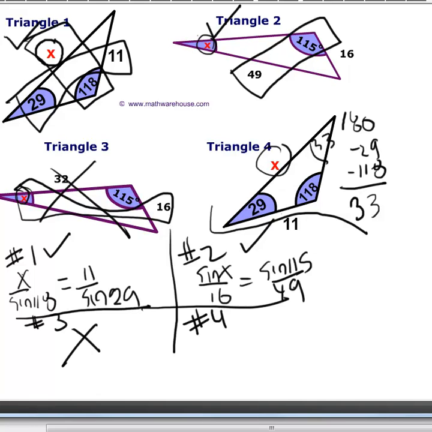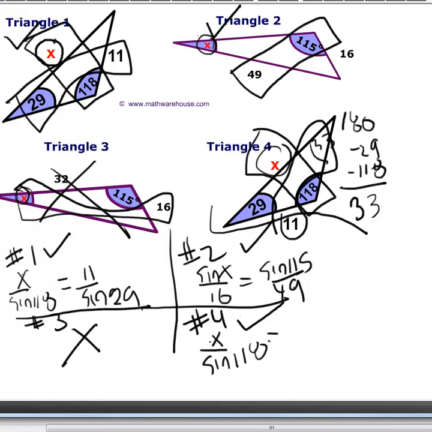And then we've got a pair of opposite known measurements, and we know the measurement opposite what we're trying to find. Yes, this is like that problem we did towards the end where you have to do an extra step. But we could do it. You can set this up saying x over the sine of 118 equals 11 over the sine of 33.